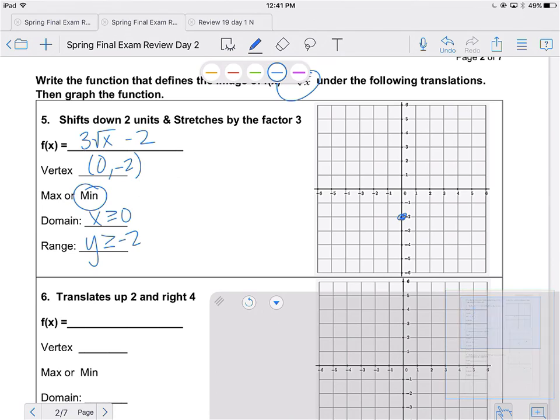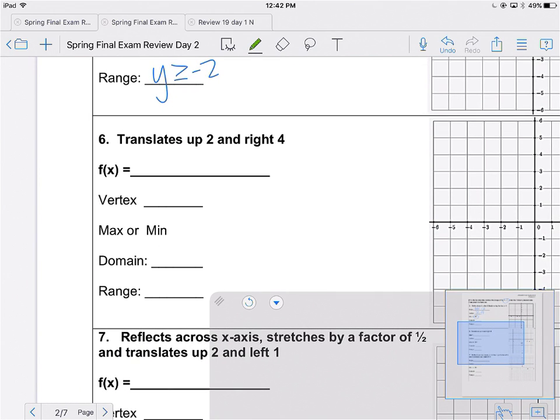So I go down to negative 2. Every other number in my normal pattern, 1, 1, 3, 1, is multiplied by 3. So I go right 1, up 3, right 3, up 3, and that's my graph.